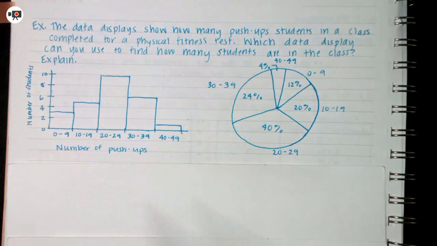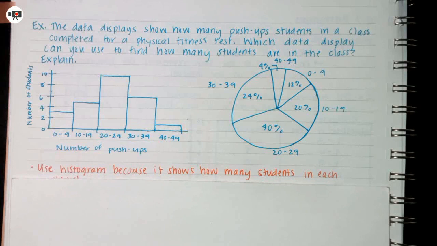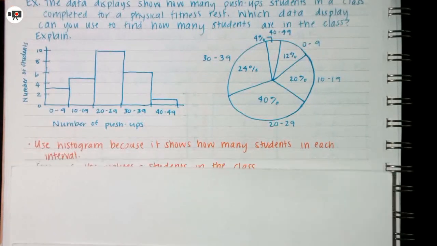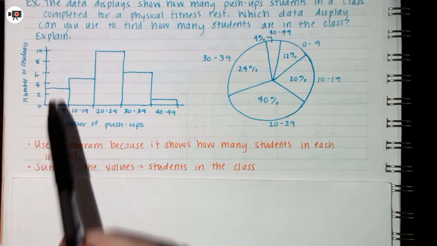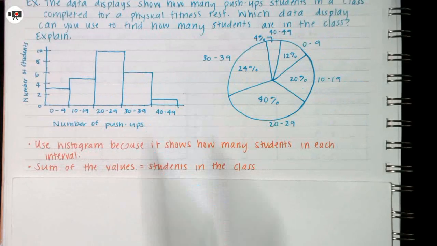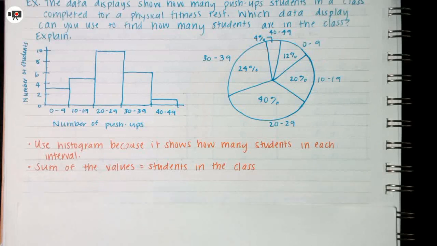So we're going to use the histogram because it shows how many students are in each interval. And the sum of the values is how many students are in the class. So if I add up each interval, add up the frequencies, that is how many people are in the class. If I were to do that, I would get 25.